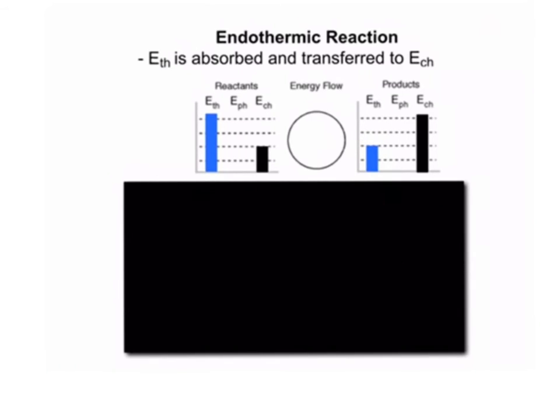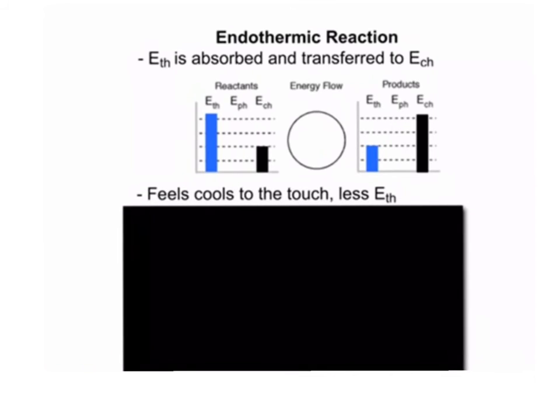So we see it's kind of the opposite of an exothermic reaction. We have all this thermal energy in our system that's then going to transfer and allow that energy to be stored in the chemical bonds. Now, some information about endothermic reactions and how we can identify them: it's going to feel cool to the touch because we decrease the amount of thermal energy in our system. So it's going to feel cold to us.